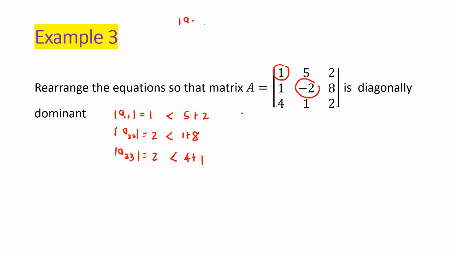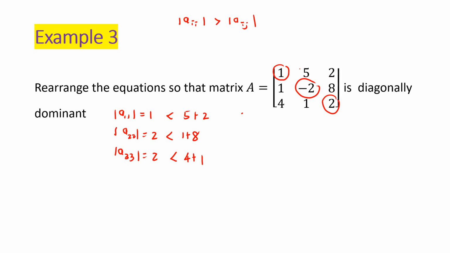For diagonally dominant, we must want all of these: the diagonal magnitude A_ii must be greater than the summation of your A_ij. You look at the magnitude of the diagonal and make sure it is greater than the summation of the other two. And then how do we rearrange so that matrix A is diagonally dominant?